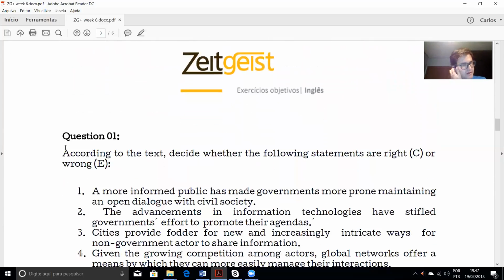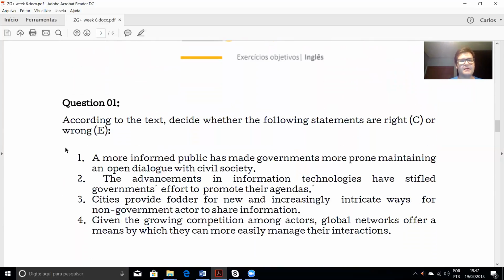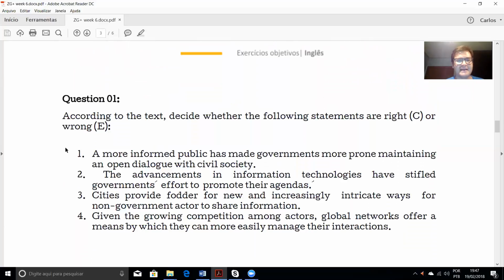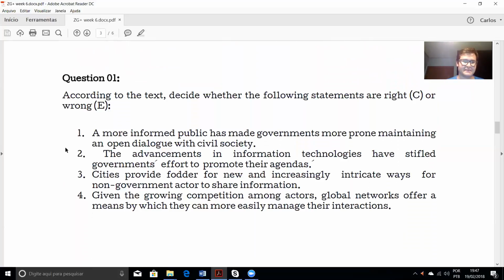Moving on. Question number 1. According to the text, decide whether the following statements are right or wrong. This is a very generic header here, so you don't even have to take time to read it, just move on. There's no specific command, so very generalistic, very generic. Okay. Question number 1, item number 1.